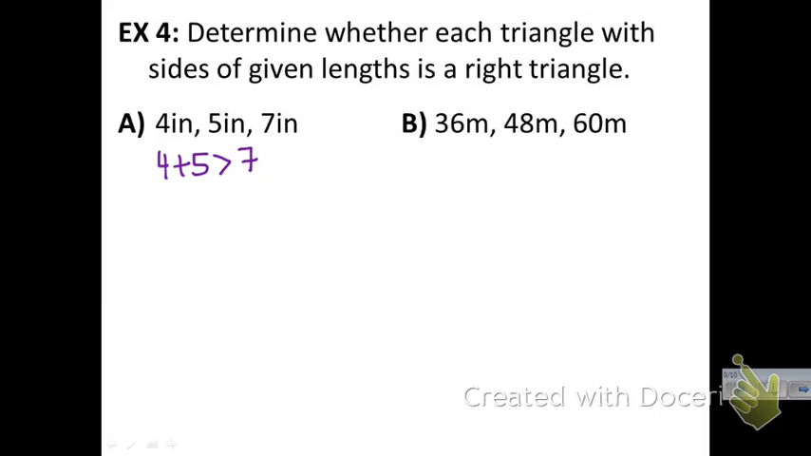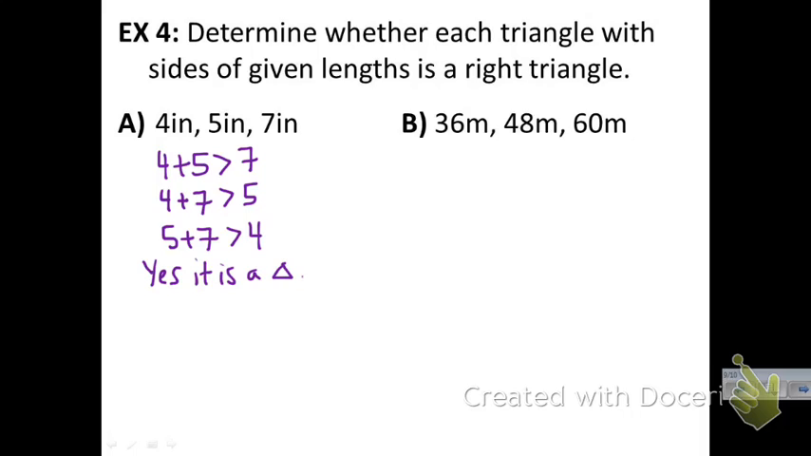And this has to work for all 3 combinations. We can see that that's true, so I'm going to move on to 4 plus 7, those 2 sides. That would then have to be greater than 5. That's true. So then we're going to choose 5 and 7. That's greater than 4, so we know that we have a triangle. So I'm going to say yes, it is a triangle.